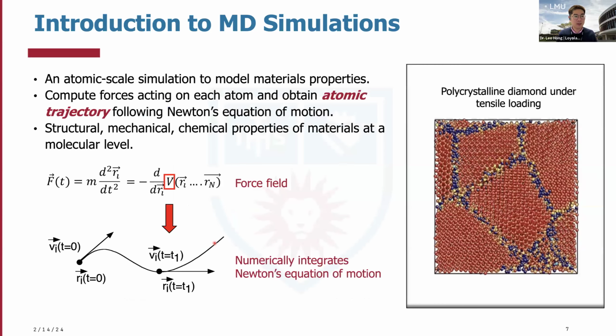Next, I'm going to skip the very fine details about this method. Anyway, we are working with Newton's second law, force equals mass times acceleration: F = m d²r/dt².